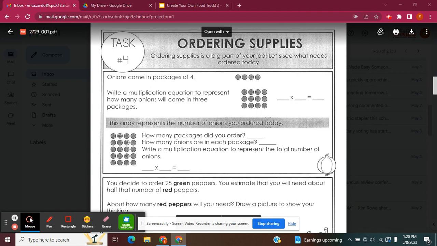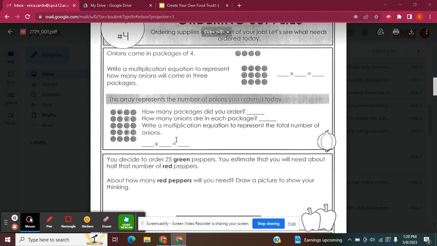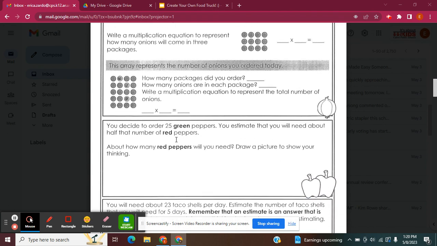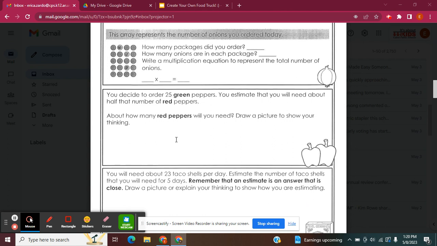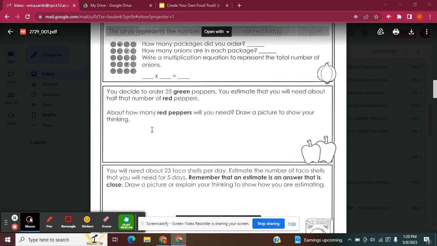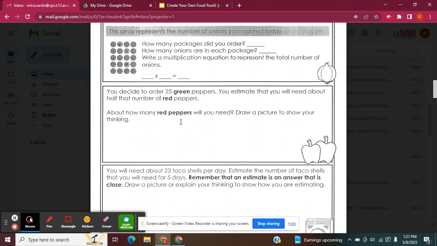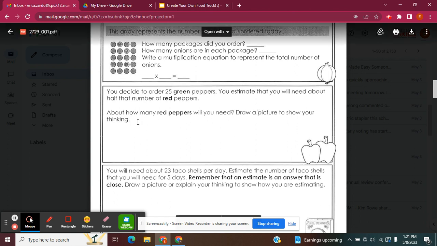Okay, so these are pretty self explanatory. There is one. Okay, so these two right here, these are estimating. This one and this one. Okay. It says you decide to order 25 green peppers. You estimate that you will need about half that number of red peppers. About how many red peppers will you need? Draw a picture to show your thinking.